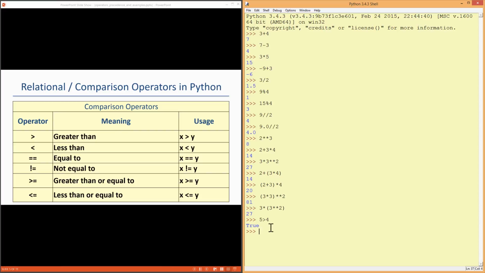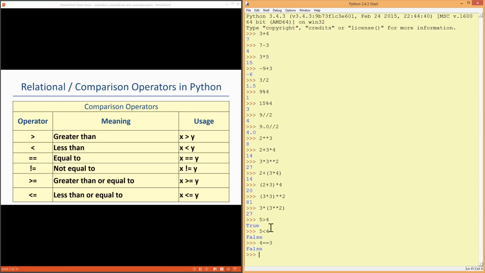However, if I say 5 less than 4, again, I am not saying 5 is less than 4. I am asking Python, is 5 less than 4? And of course the answer would be false. Or I can ask, is 4 equal to 3? And you can immediately guess that the answer is false.